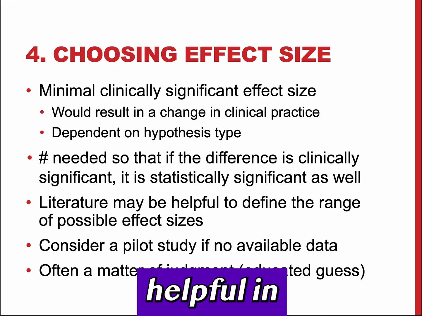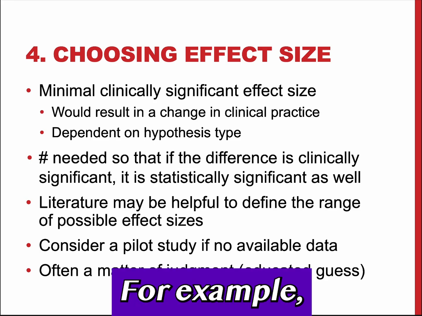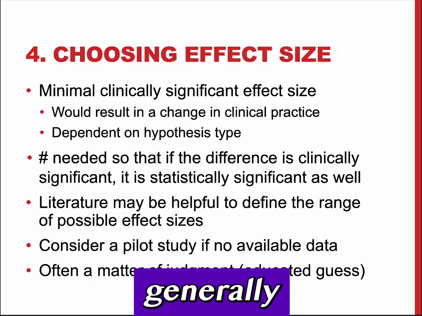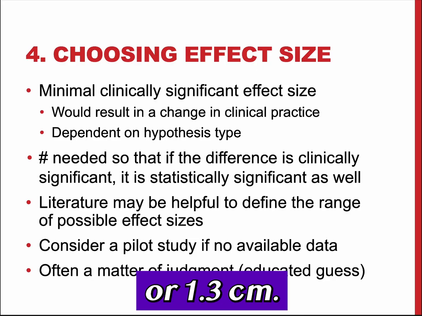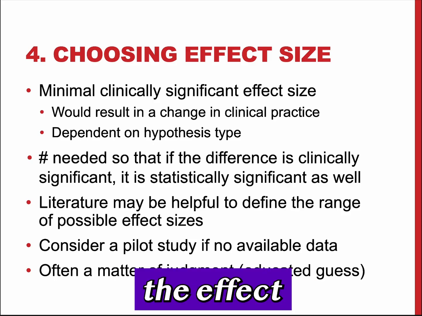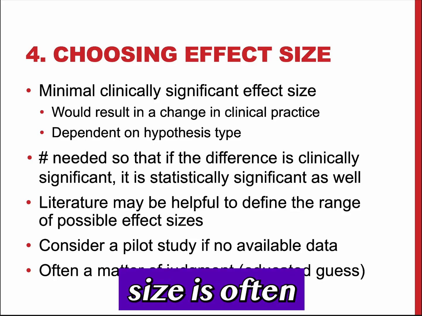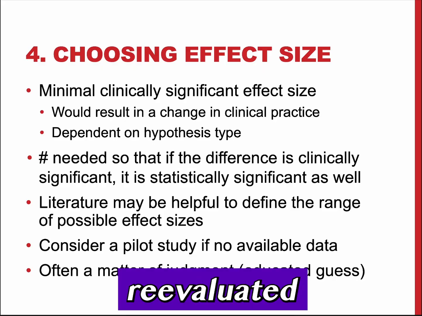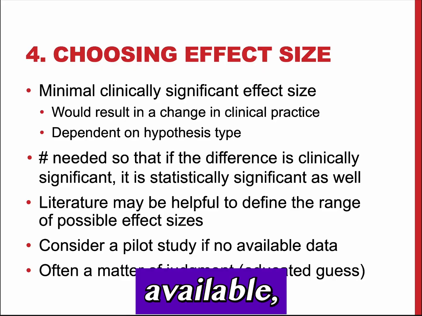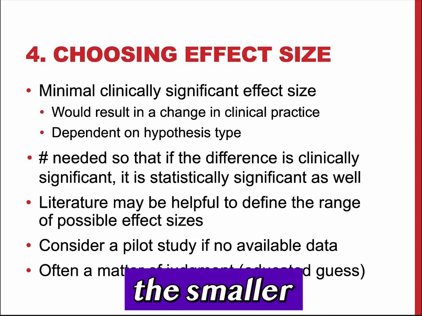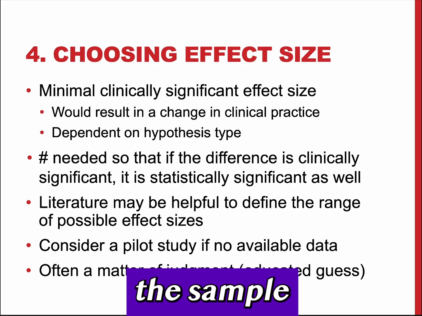Sometimes the literature will be helpful in defining the effect size. For example, the effect size for a clinically significant difference for a visual analog pain scale is generally considered to be 13 millimeters, or 1.3 centimeters. Other times, a pilot study may be required to determine the effect size. Choosing an effect size is often a matter of judgment on what constitutes clinical significance. Sometimes it is an educated guess that needs to be reevaluated when data becomes available and may require redetermining the sample size. The take-home message is that the smaller the effect size, the larger the sample size required.